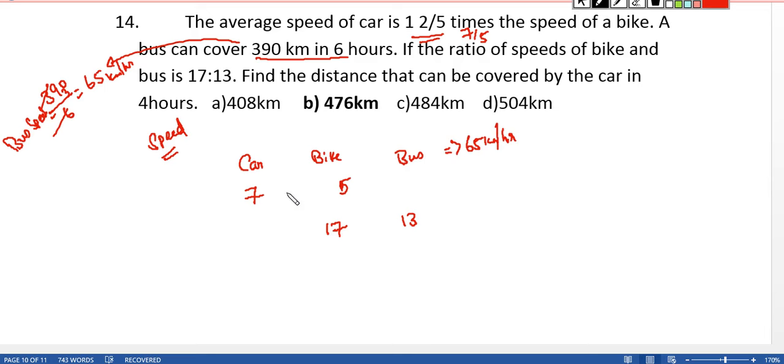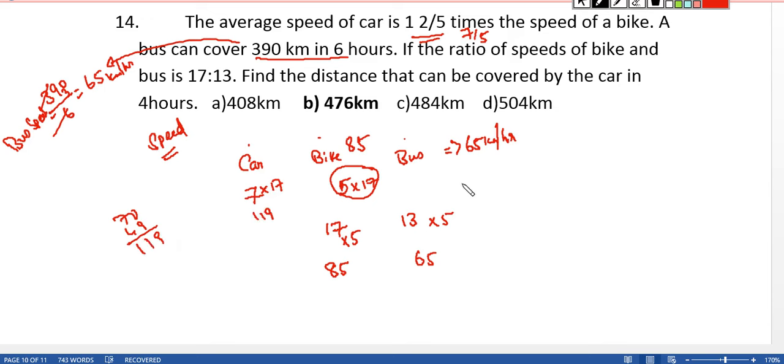So what we can do here is make a common ratio among car, bike and bus. We should multiply this by 17 and this by 5. That makes it 85, and this becomes 65. 17 5s are 50, 30, 85. Here again we need to multiply by 17, so that is 70 plus 49, which is 119. So the common ratio is 119 to 85 to 65, for car, bike and bus, and they have given that this 65 is nothing but 65 km per hour.